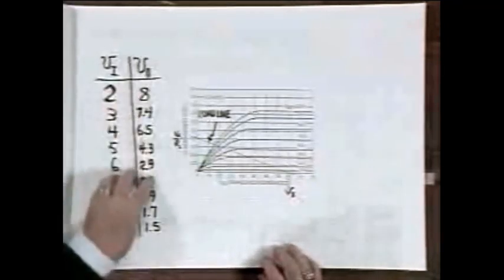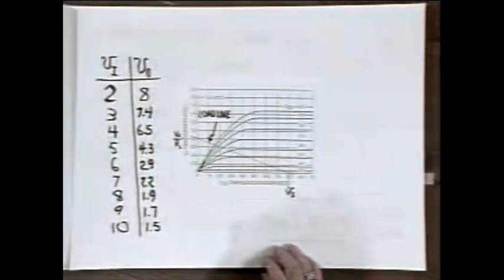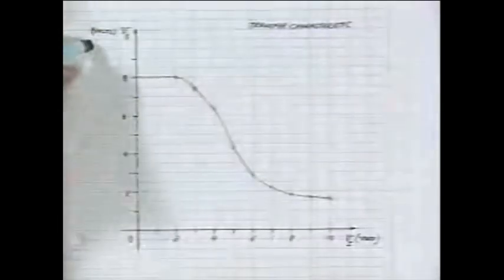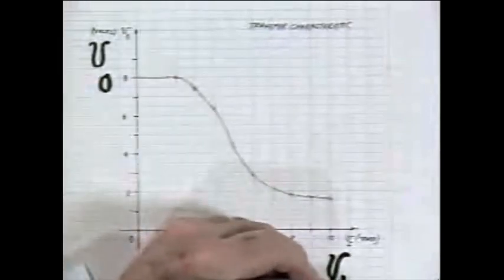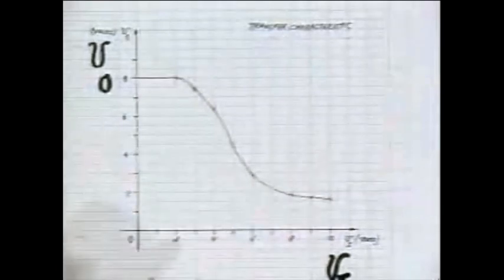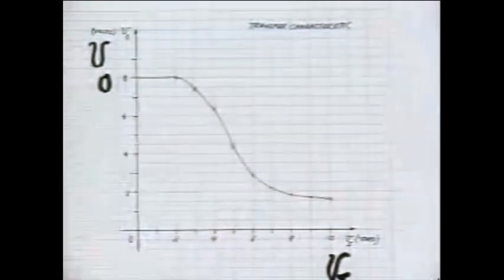Now this relationship, this tabular relationship, can be plotted, and plotting it gives us what is referred to as the transfer characteristic. No need to pay attention to the details here, but this is the output voltage, V sub O. This is the input voltage, V sub I. The numbers by the tick marks are voltages in volts.